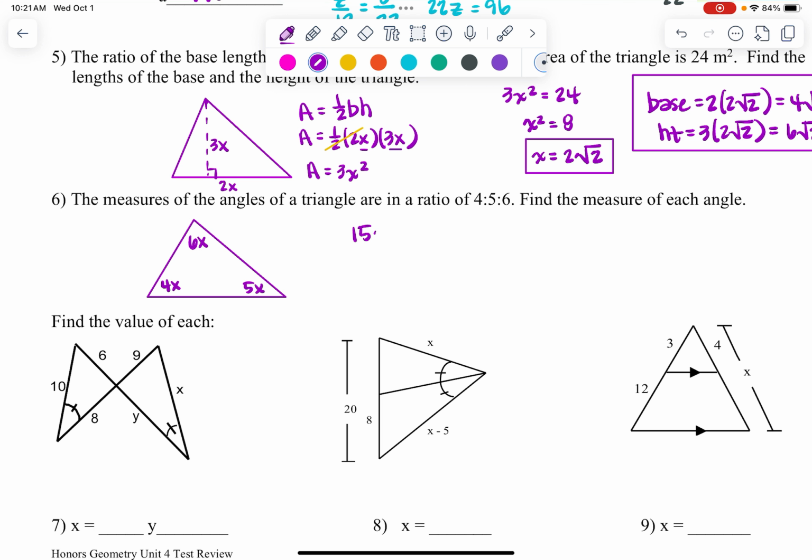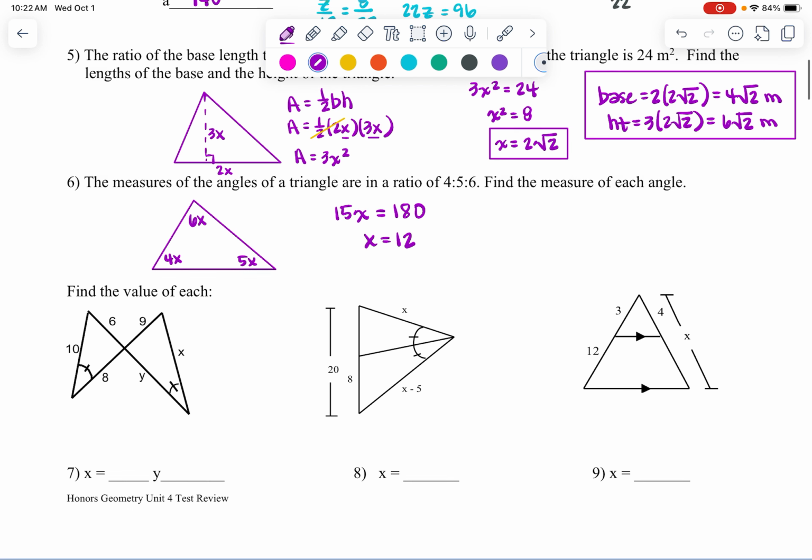So that's going to tell me that 15x, using our triangle sum theorem, we know that the angles have to add up to 180, right? And when we divide 180 by that 15, we get 12. So that means I can plug the values in, and that means my smallest angle is going to be 48 degrees because 4 times 12, right? My middle angle is going to be 60 degrees because 5 times 12, and then my largest angle is going to be 72 degrees. And of course, you can check your answer by making sure that those add up to 180, and they do in fact do, right? And so that is our answer.